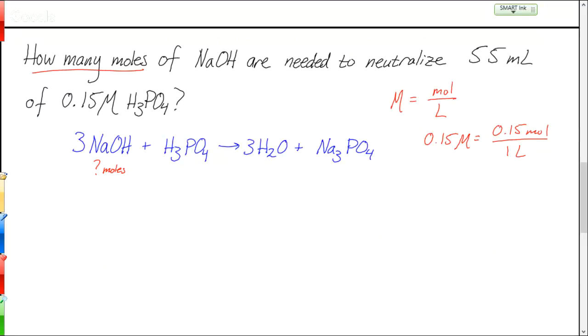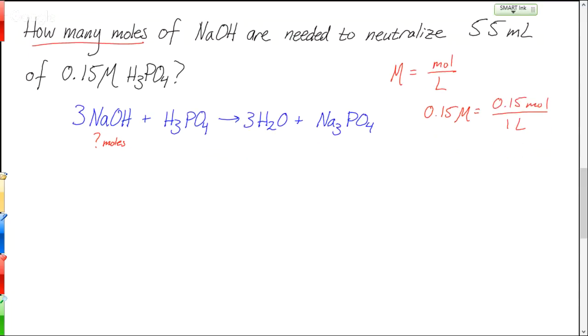Make sure you know those solution concentration definitions for when these kinds of things come up. So molarity is moles per liter. That means we've got 0.15 moles of phosphoric acid in every liter of solution. But we don't have a liter of solution. How much do we have? Yeah, we got 55 milliliters. So we can put that into liters and figure out the fraction of moles that we have there. So let's do that.